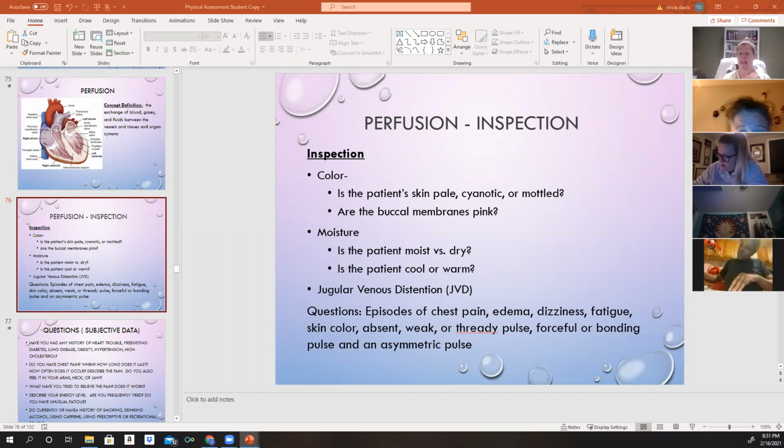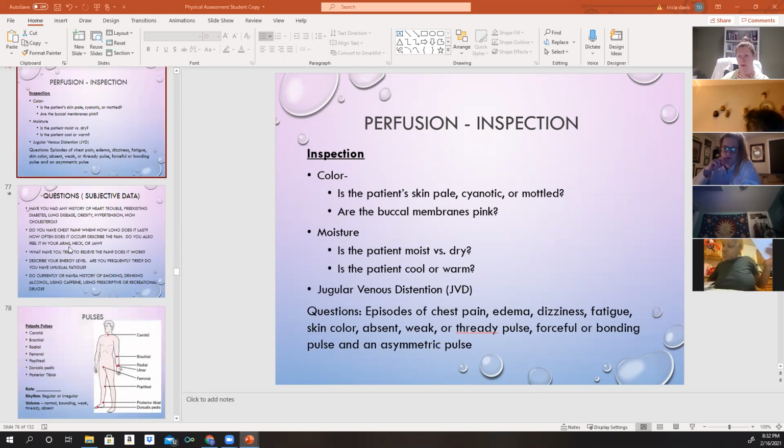Is the pulse weak? You can feel it, but it's very weak. Is it thready? So it's not very strong, kind of sporadic. Is it forceful or bounding, really strong? So if it's forceful and really bounding, it could be that they have fluid overload, or sometimes that's just normal for people. And is there an asymmetric pulse? Do you have that pulse deficit? So if I'm feeling both wrists and the right arm pulse is weaker than the left, then we know that there's an issue. We have a pulse deficit. They're not normal.